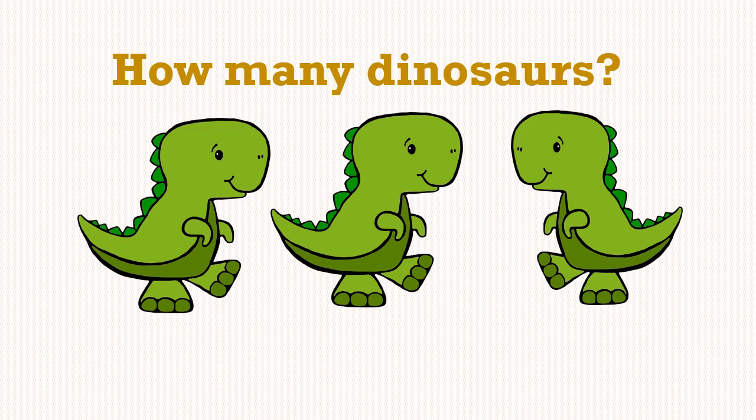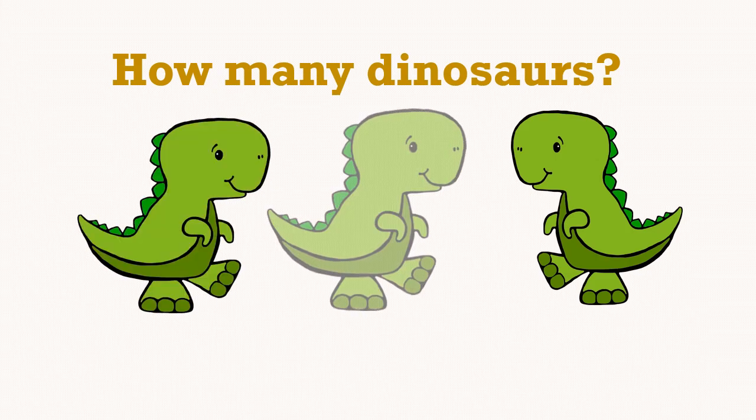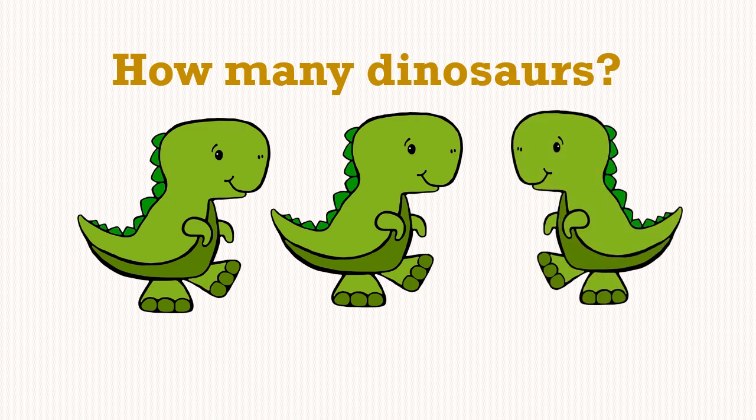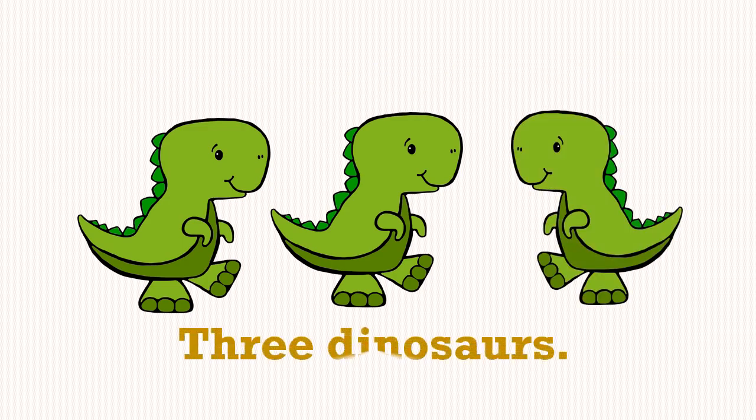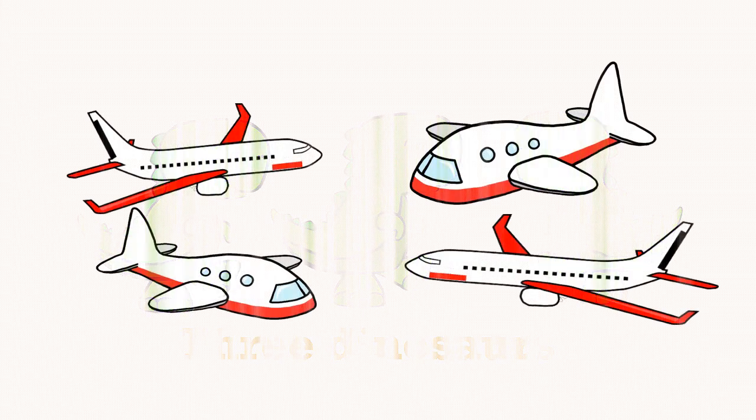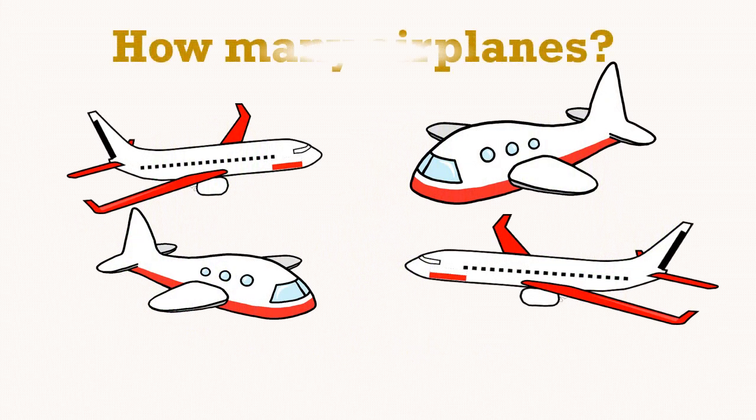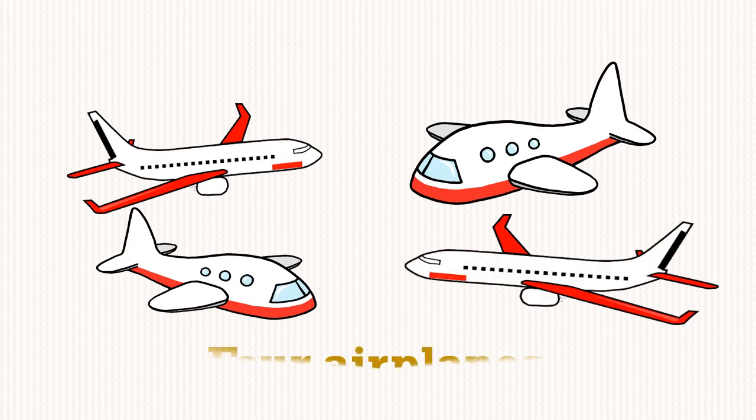How many dinosaurs? 1, 2, 3. 3 dinosaurs. How many airplanes? 1, 2, 3, 4. 4 airplanes.